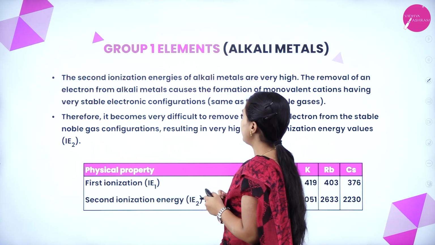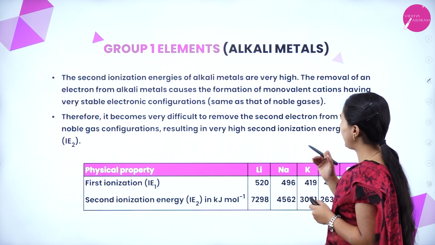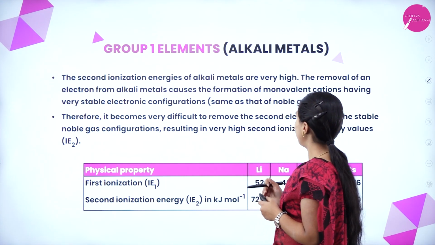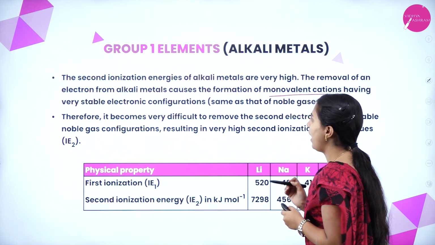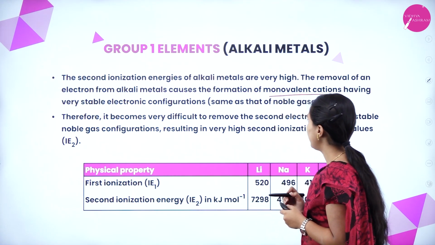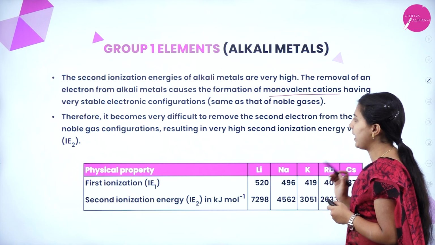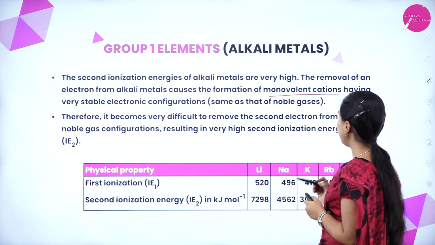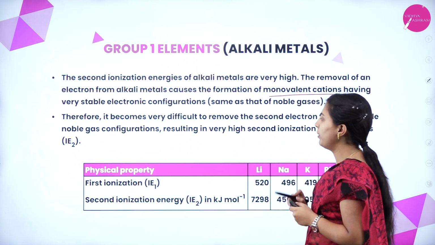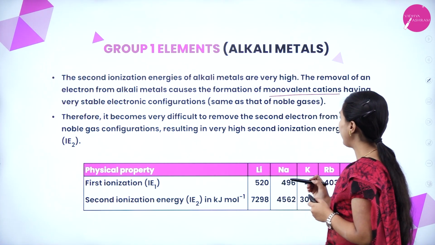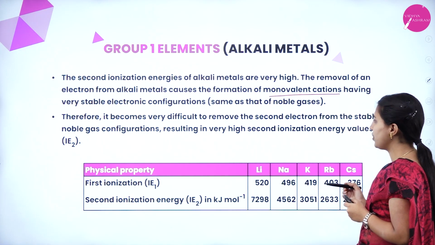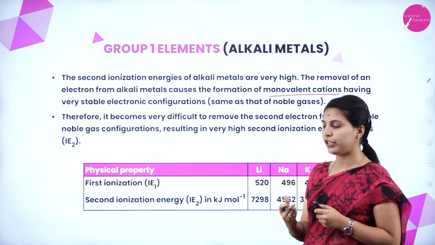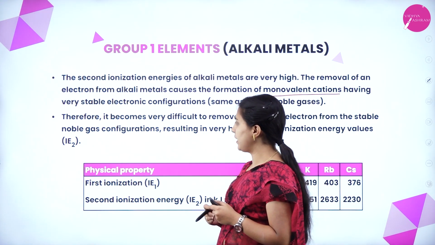The second ionization energies of alkali metals are very high. The removal of an electron from an alkali metal forms a monovalent cation having a very stable electronic configuration, the same as that of noble gases. Therefore, it becomes very difficult to remove the second electron from this stable noble gas configuration, resulting in very high second ionization energy values. The second ionization enthalpy is higher than the first.